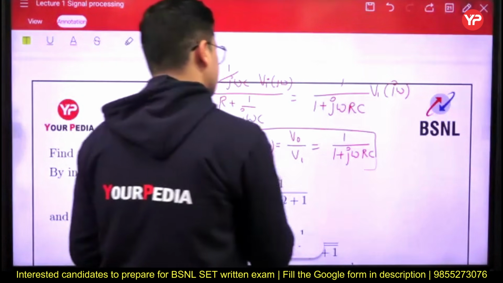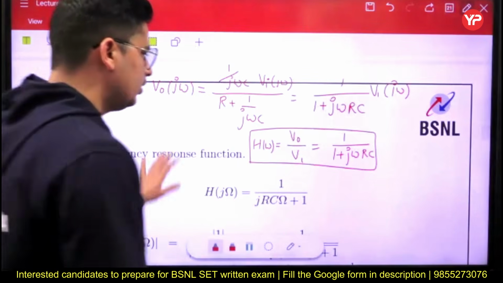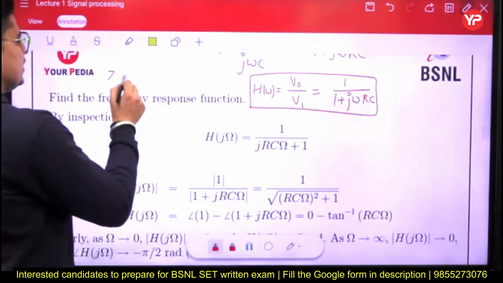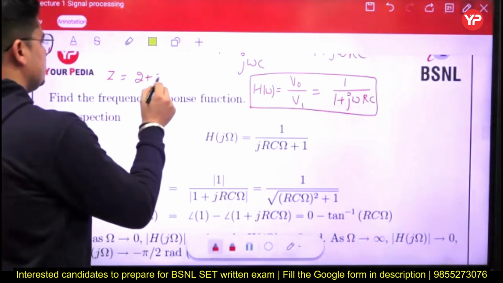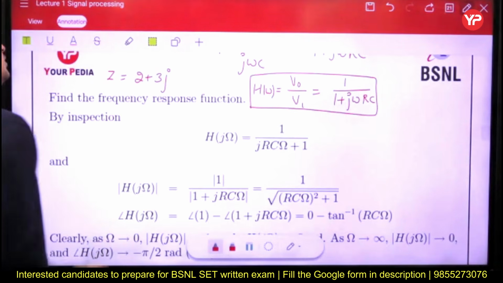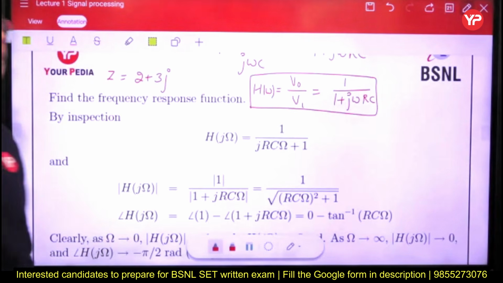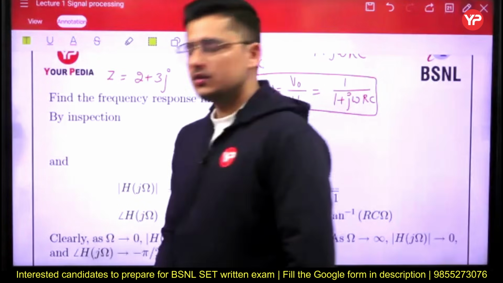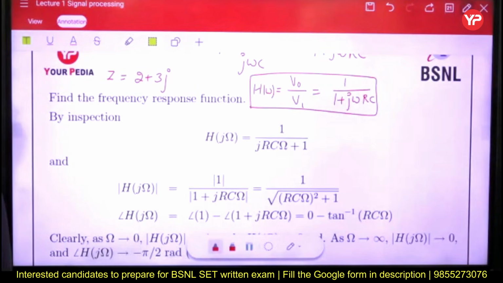So this will tell you h of omega. Now, can anyone tell me, if I have a complex number z, that is 2 plus 3j, it will have two things: one is its magnitude, another is its phase. How much is the magnitude of this one and how much is the phase of this one? How can we calculate that?